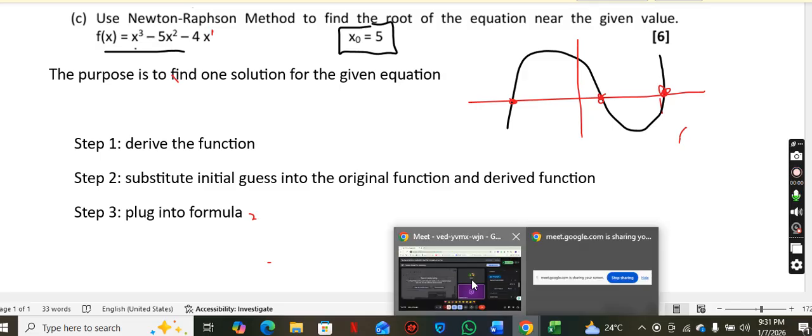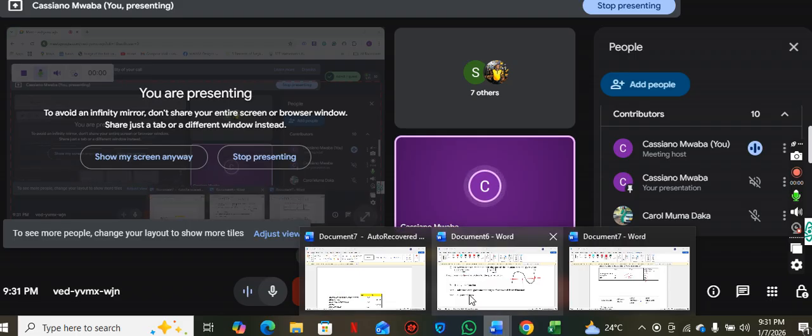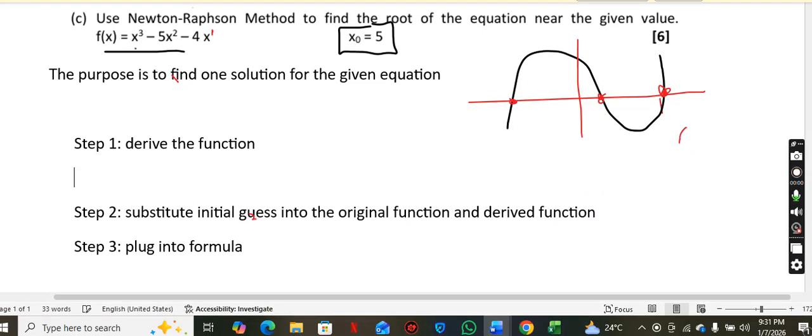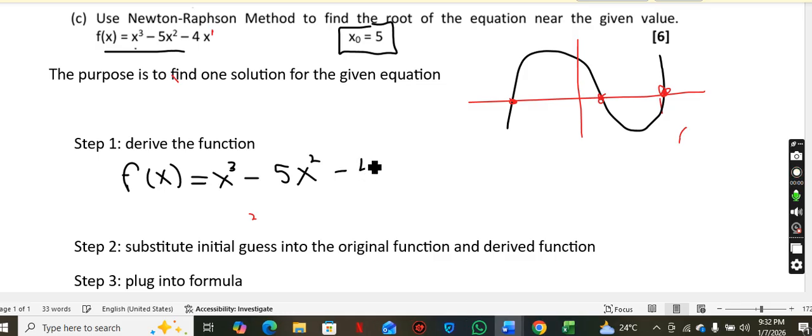So step 1, derive the function that you've been given. So this is our function here, f of x equals x cubed minus 5x squared minus 4x. We need to derive this function.